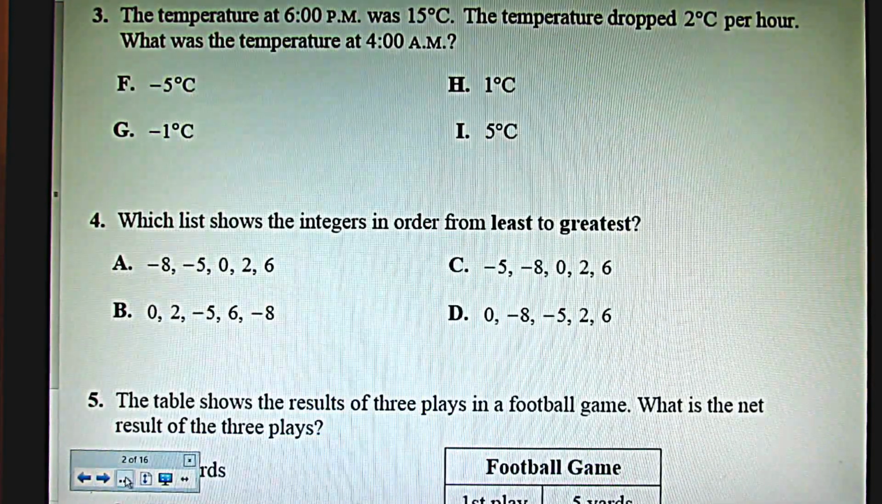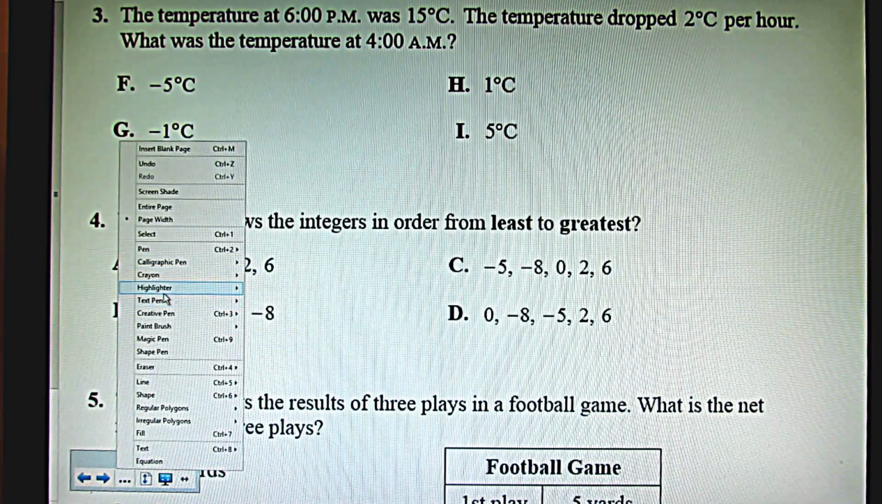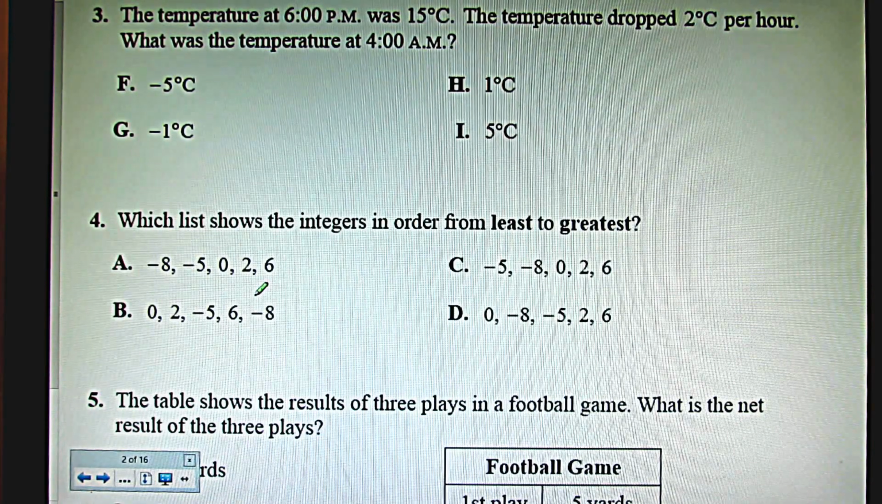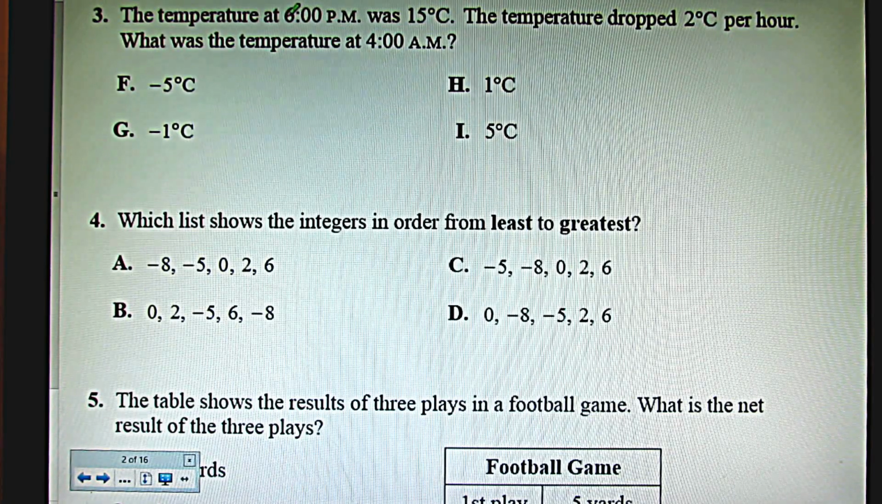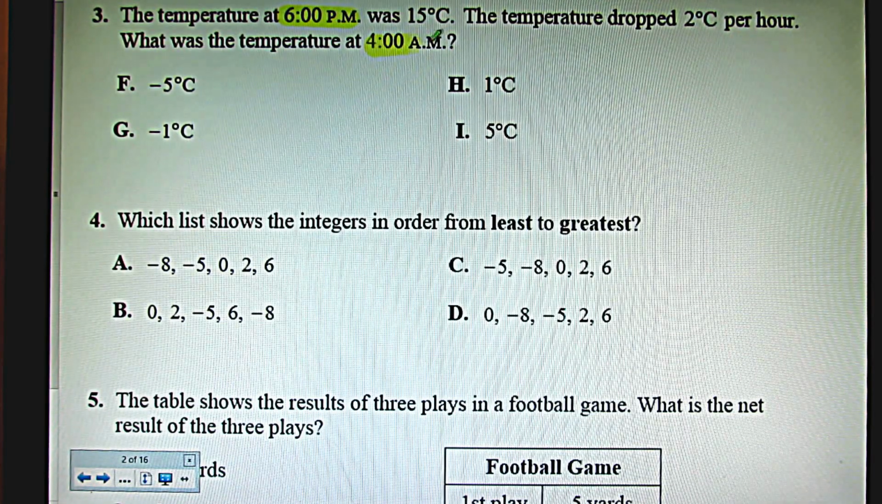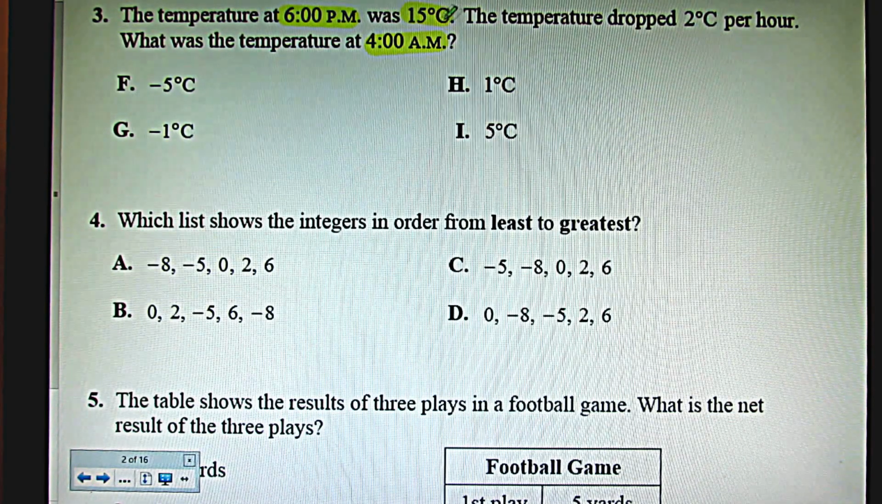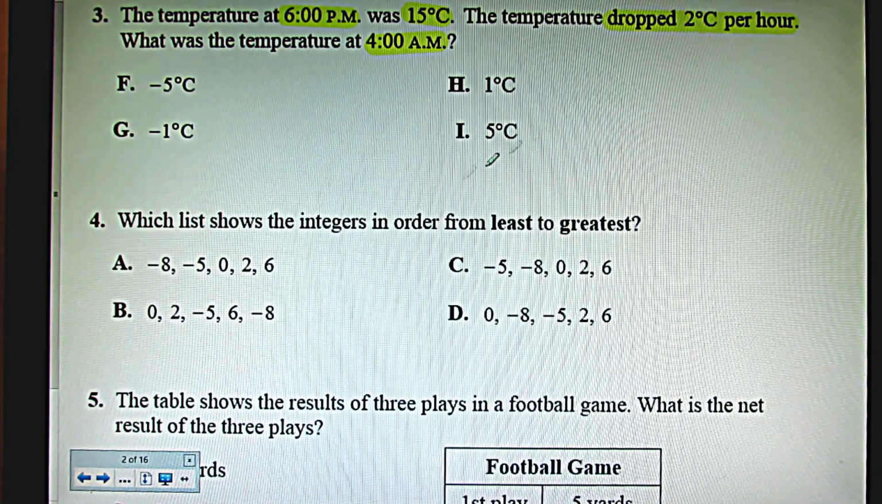Number 3, the temperature at 6 p.m. was 15 degrees Celsius. The temperature dropped 2 degrees Celsius per hour. What was the temperature at 4 a.m.? So I have different hours. It started at 6 p.m. and it ended at 4 a.m. And then I have temperatures. It started at 15 degrees Celsius and it dropped 2 degrees Celsius per hour.